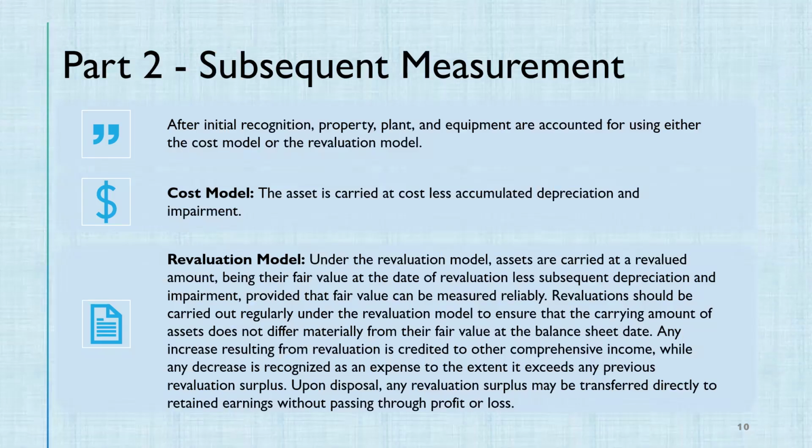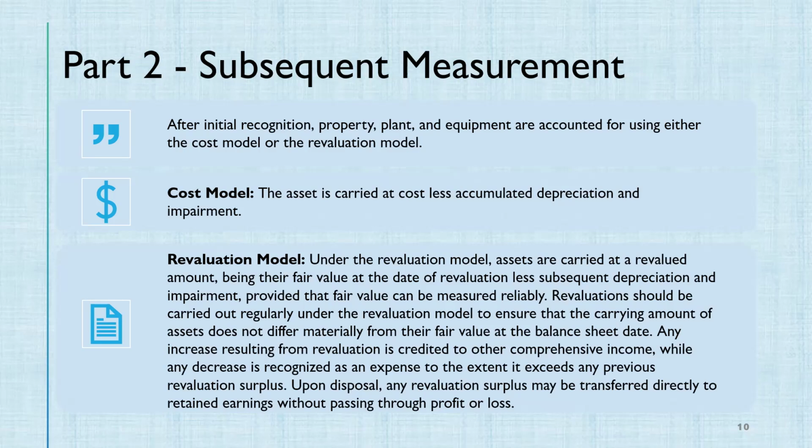Part 2, subsequent measurement. After initial recognition, property, plant, and equipment are accounted for using either the cost model or the revaluation model. In the cost model, the asset is carried at cost less accumulated depreciation and accumulated impairment losses.